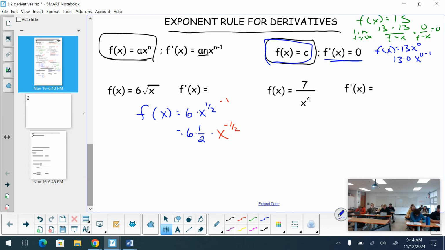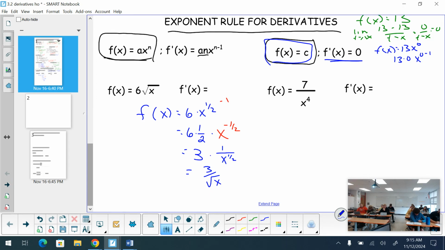Well, 6 times 1/2, that gives me a value of 3. What does the negative exponent tell us to do? Take it to the bottom. So this is 1 over x to the 1/2. And x to the 1/2 we can put back into radical form. So we have 3 over square root of x.